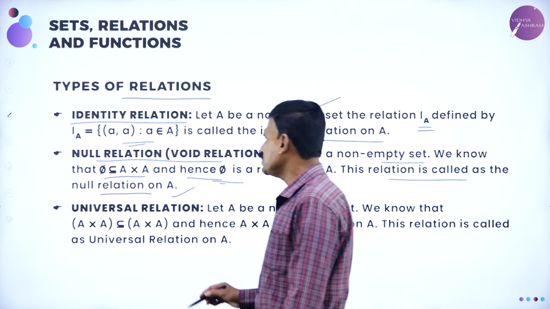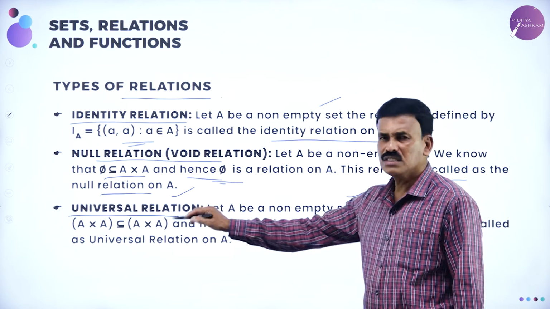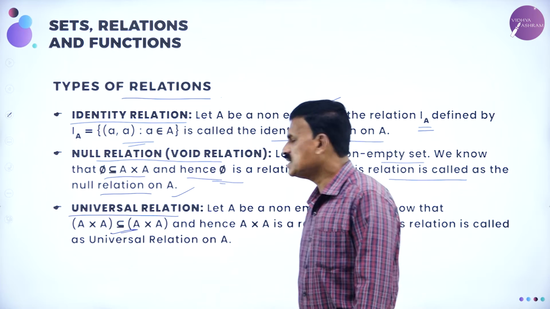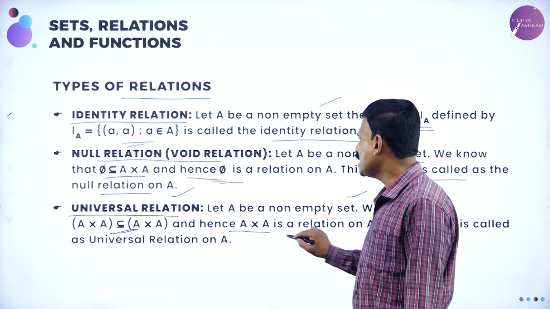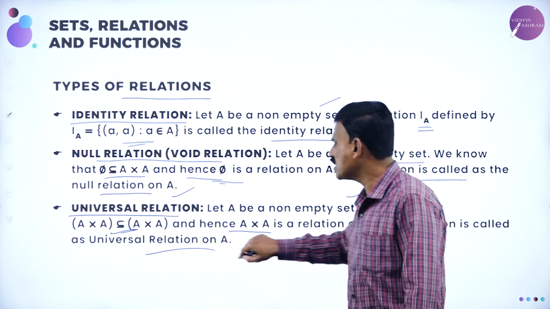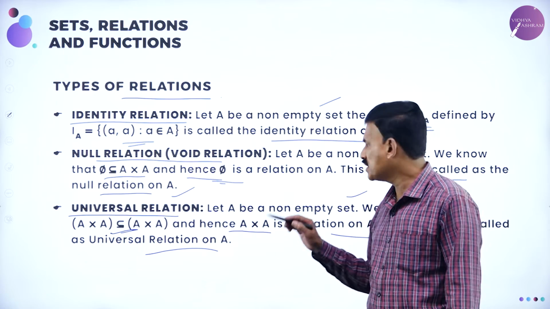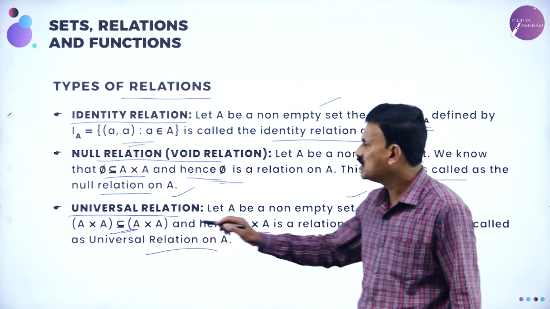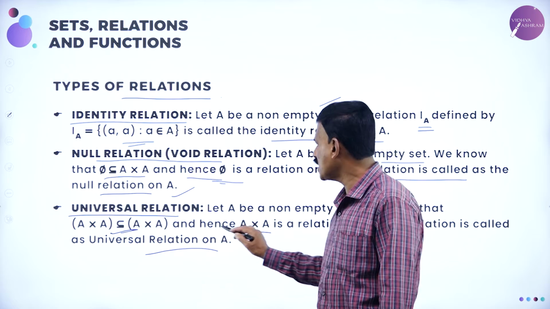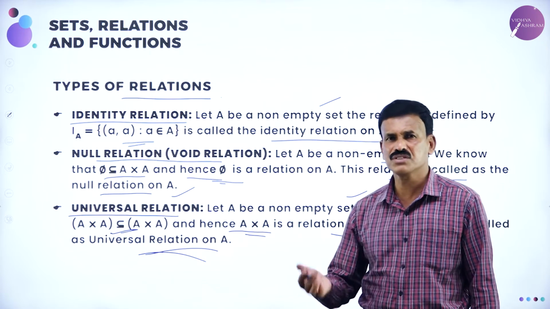Now the universal relation. Let A be a non-empty set, then we know that A cross A is a subset of A cross A itself, and hence A cross A is a relation on A. This relation is called the universal relation. A relation on a set A is said to be a universal relation if it equals A cross A, and this relation is called the universal relation on A.